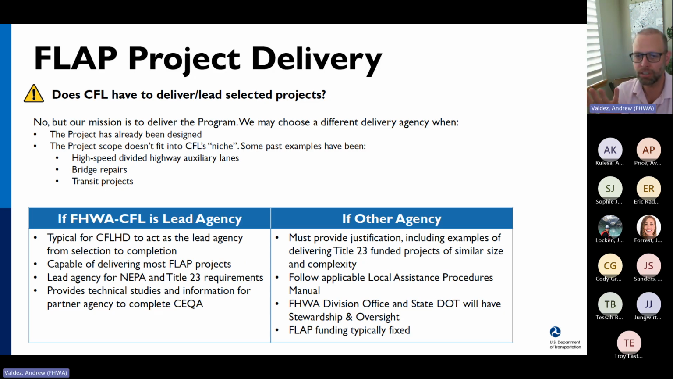So the question is, does Central have to deliver and lead the selected projects? It's not required, but typically we do deliver and lead the selected projects. And again, this is something that you would indicate on the application itself. That's because this is our business model. Again, our niche. This is why we exist. There are some exceptions to this that you can see here, but they are relatively rare. And we do put some requirements on the local agency if they want to do the delivery.